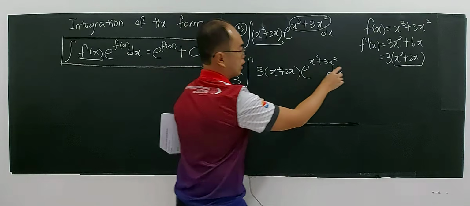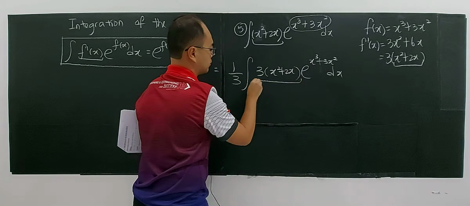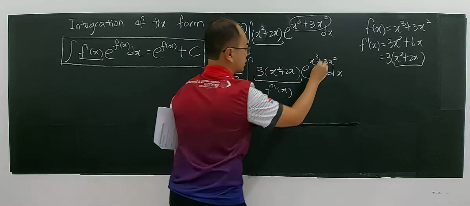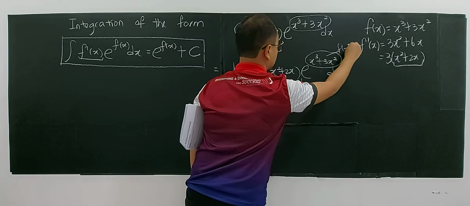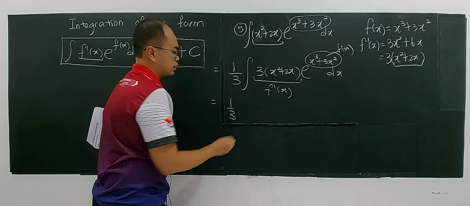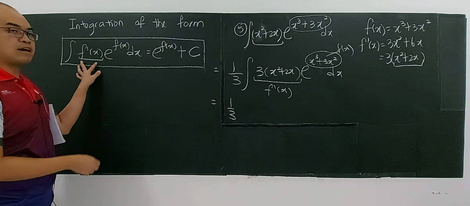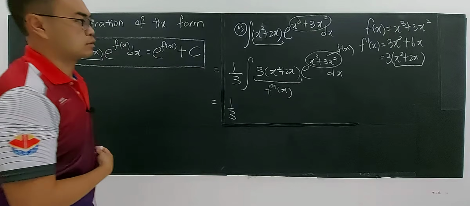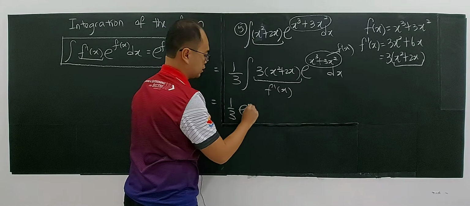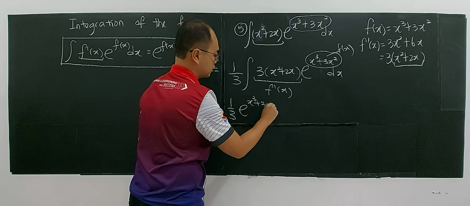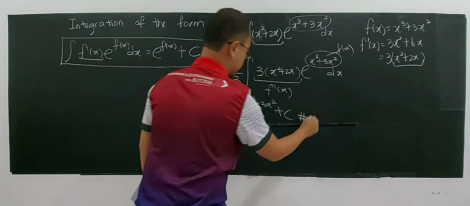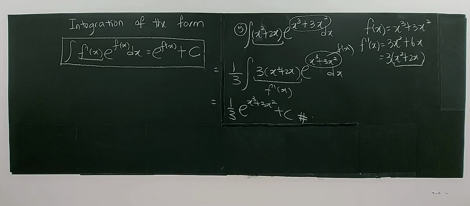So now this whole thing becomes your f'(x), and this is your f(x). And this 1/3, you just copy down and apply the formula. As long as you see f'(x) e^f(x), you just copy this thing. So you have 1/3 e^(x³ + 3x²) + c. Alright, hope you can see the patterns. Okay, I think that's all for the use of this formula. You have to get the concept and try the exercises involving this formula. Practice more. See you.